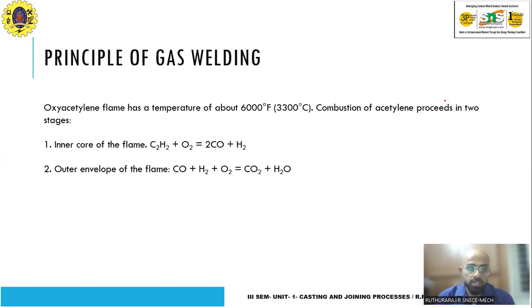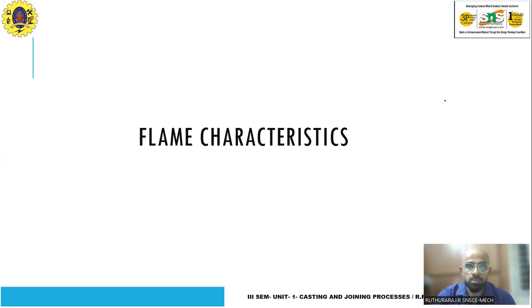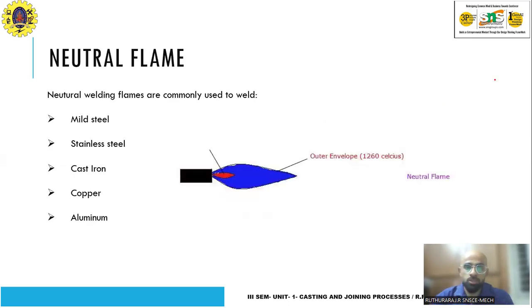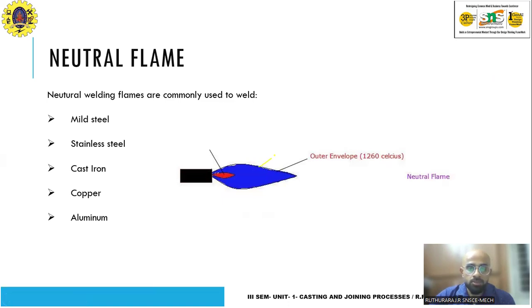As you can see, there are two types of reactions happening here. One is the inner core and another one is the outer envelope. I will explain what the inner core and outer envelope are. As you can see in this image, this part is called the outer envelope. It's the outer part of the flame, and this part is called the inner core.